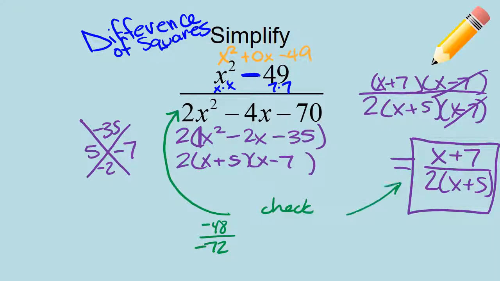If I plug in a 1 into my answer, I have 8. 1 plus 5 is 6. 12, that reduces down to 2/3. Okay, let's see. 24 goes in twice. 24 goes in 3 times. Negative over negative, positive. So that checks out. They're at least equivalent.